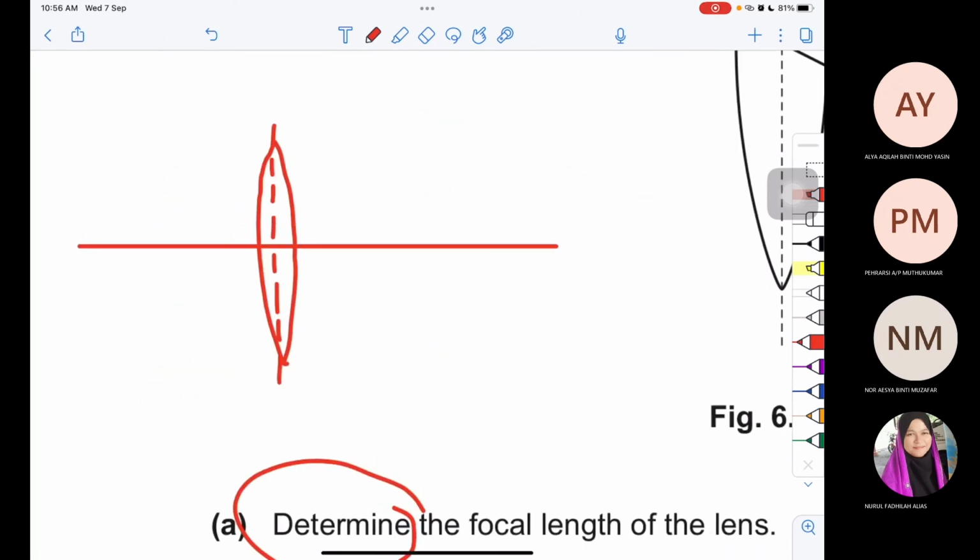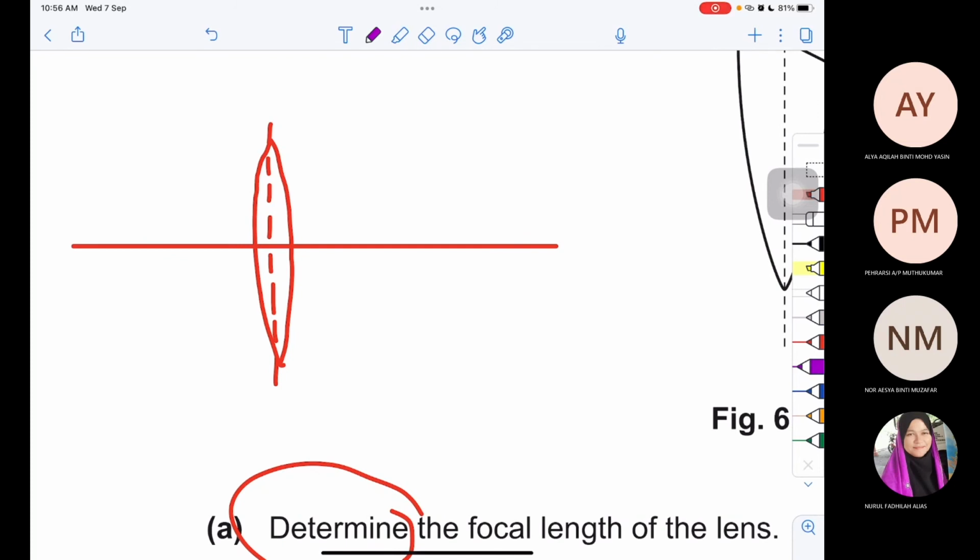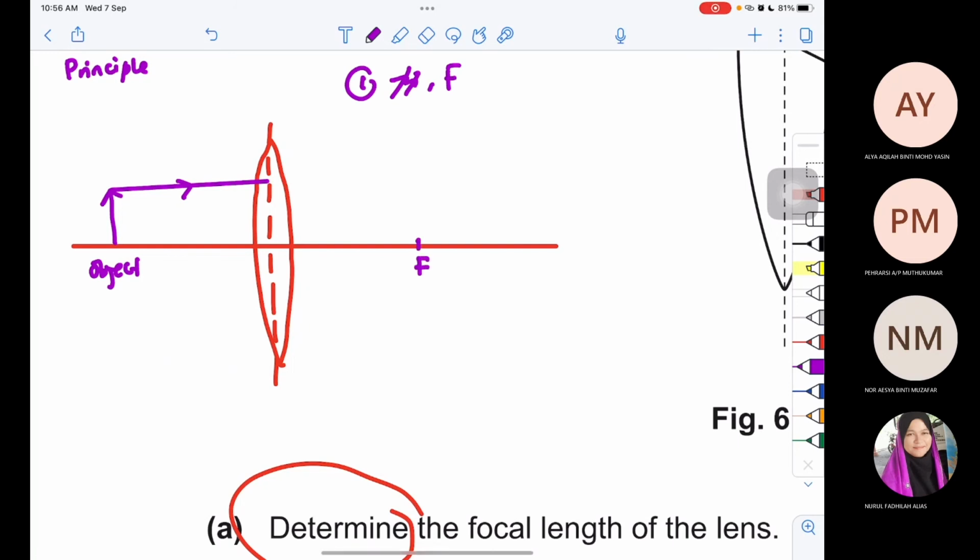Okay. So bila kita nak draw ray line, kita ada rules dia, prinsip dia kan. Principle of ray. So first, light to travel, katalah this is the object. Sama ada you know, right, parallel and then to focal point. So kalau you know the focal point, you will draw like this. Okay, that's the first one. And then second one, to optical center.